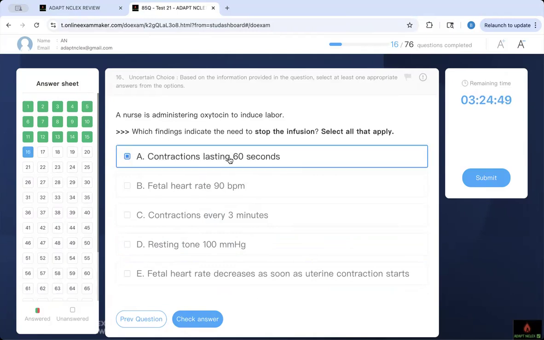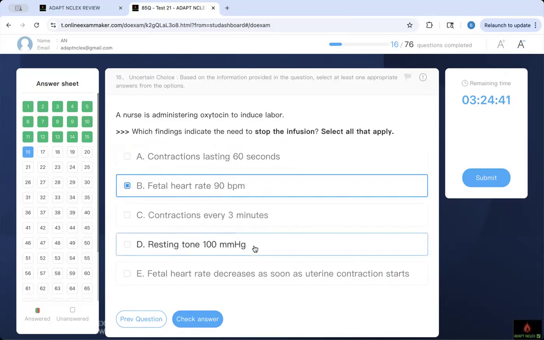Contraction less than 60 seconds is good. We want it to be less than 90. Fetal heart rate of 90, that's bradycardia, a bad problem. Contraction every 3 minutes means there's an interval for you to relax. So that's good. Resting tone over 80 is a problem. And fetal heart rate decrease as soon as uterine contraction starts, this is early deceleration. Early deceleration is head compression. It's okay to proceed. No problem.